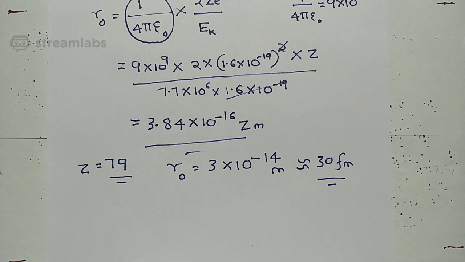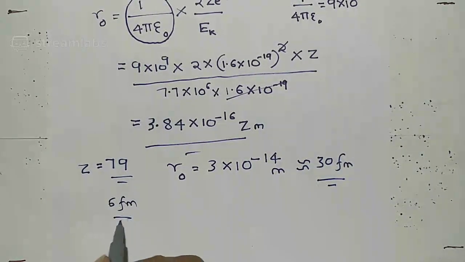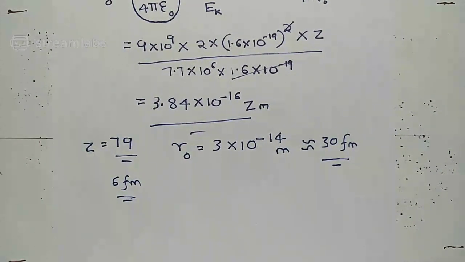So if you see the radius of the gold nuclei, which is practically observed, the practically observed radius of the gold nuclei is around 6 Fermi. What is the distance of closest approach? 30 Fermi. So 30 Fermi is much larger compared to 6 Fermi. What is the meaning of that?